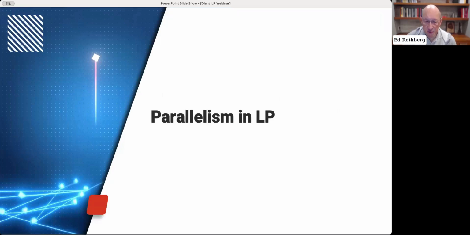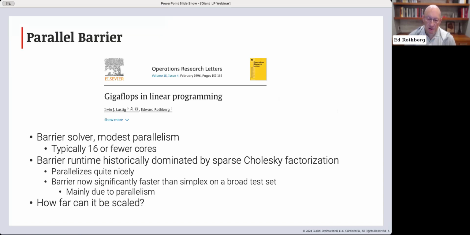So, PDHG is a way to exploit parallelism. There have been other approaches to exploiting parallelism in LP. So looking way, way back, Irv Lustig and I in 1996 published a paper, "Gigaflops in Linear Programming," about using a barrier solver on a modestly parallel CPU. And when I say modestly parallel, 16 or fewer cores is kind of typical. And if you look at where the opportunity for parallelism comes in barrier, it mainly comes from the sparse Cholesky factorization. So the time for a barrier solver is typically dominated by this step.